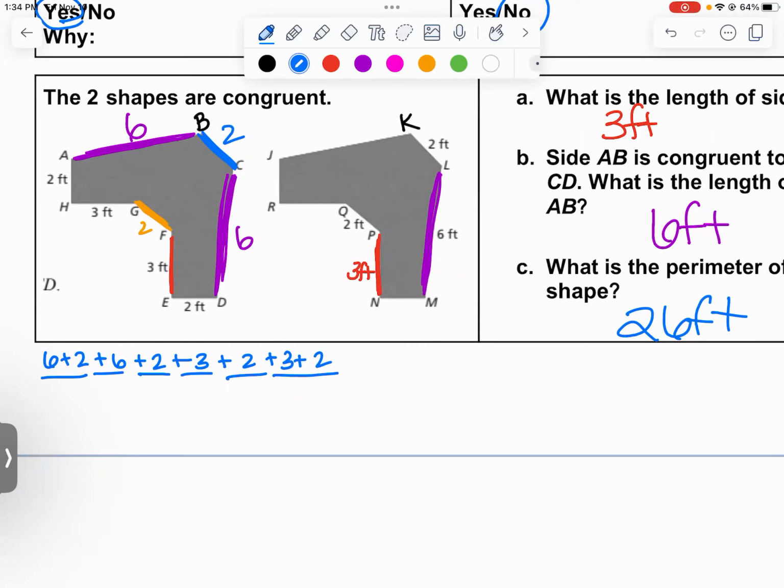Okay, page 3. That's all you have for your homework. Only page 3.